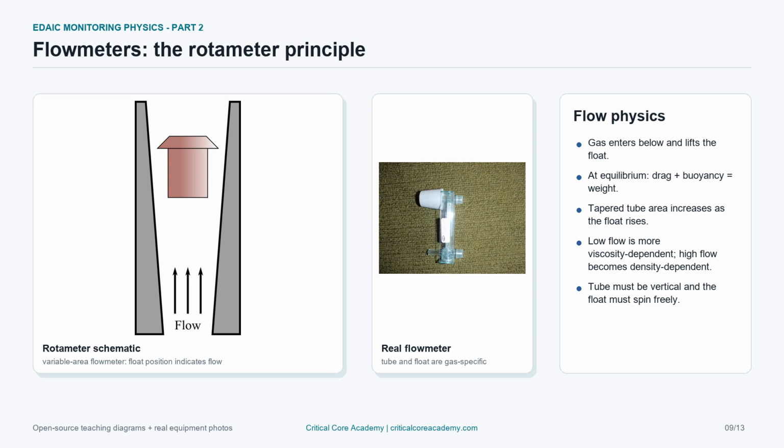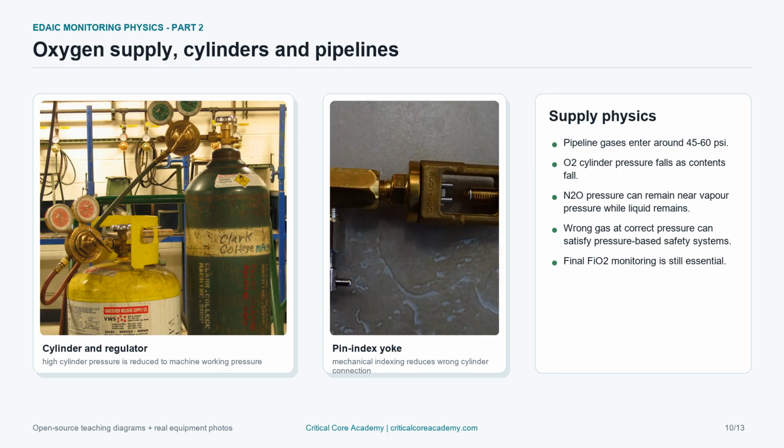At low flows, flow may be more laminar and viscosity-dependent. At higher flows, turbulence makes density more important. This is why you should not interchange tubes or floats between gases. The oxygen flow meter is positioned downstream. So if an upstream nitrous oxide or airflow meter leaks, oxygen is still added last before the final mixture leaves the flow meter bank. Gas supply questions are really pressure physics plus safety.